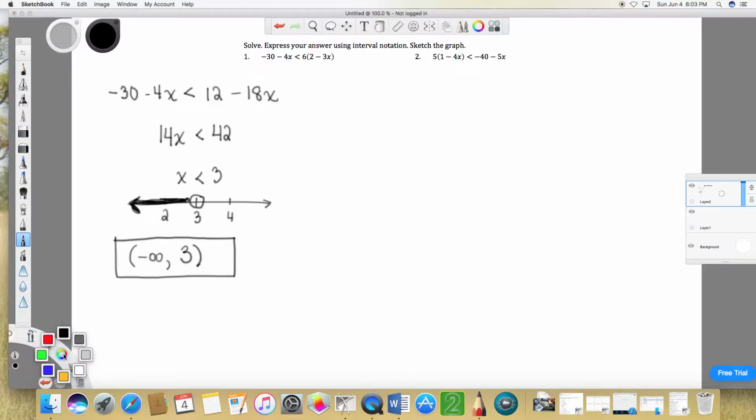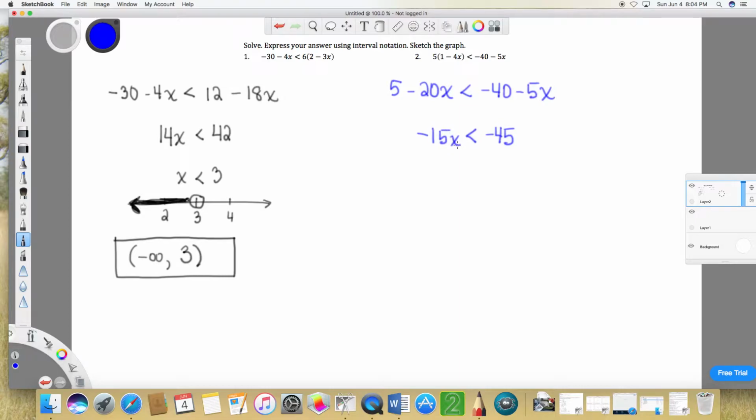Now let's take a look at number two. It's going to be similar to number one. On the left-hand side, I'm going to apply the distributive property. So I get 5 minus 20x, and that's strictly less than negative 40 minus 5x. So again, I'm going to collect the x's on the left-hand side and the constants on the right-hand side. So I'm going to subtract 5 from each side, and that's going to give me a negative 45. And I'm going to add 5x to each side, and that's going to give me a negative 15x.